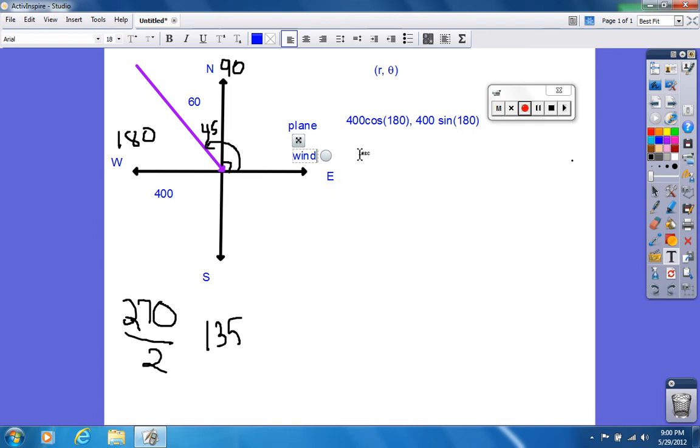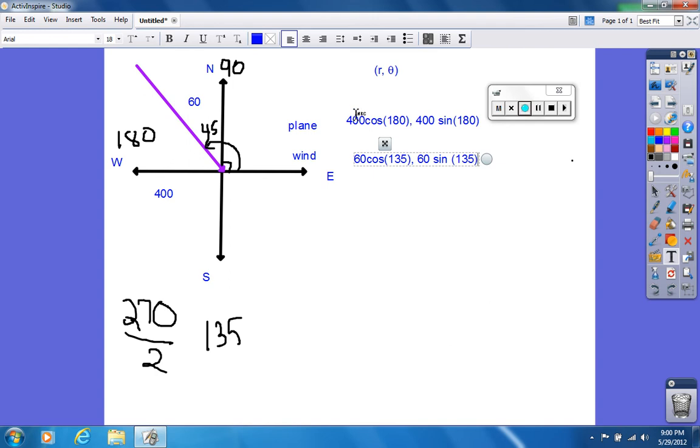And the wind's ordered pair would be 60 because that's its r, that's its rate. Okay, 60 the cosine of 135, comma, 60 the sine of 135.